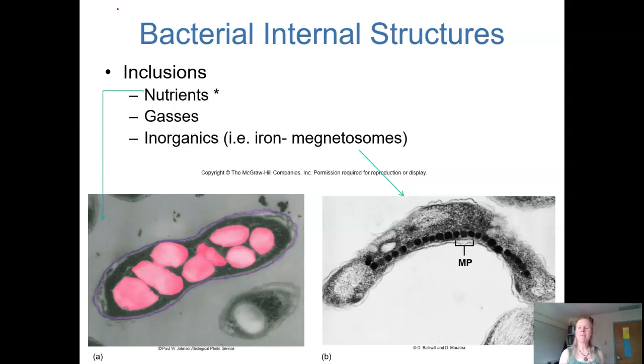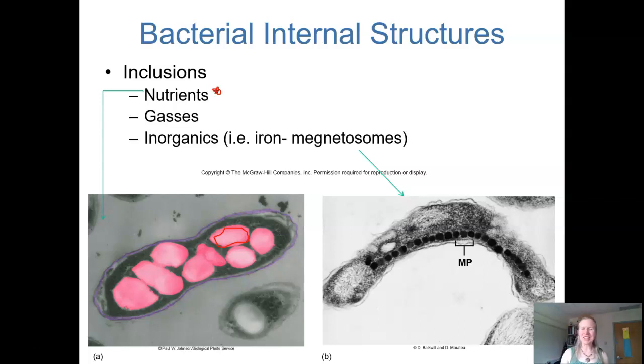Okay, bacteria have an internal structure called an inclusion or an inclusion body. And these are often just little storage sacs. So probably the most common thing, got a little star going here, the most common thing that we're storing are nutrients. And so in this picture, they've colored that in for you, but they stained this and they were able to see that this is essentially sugars being stored in these inclusion bodies.